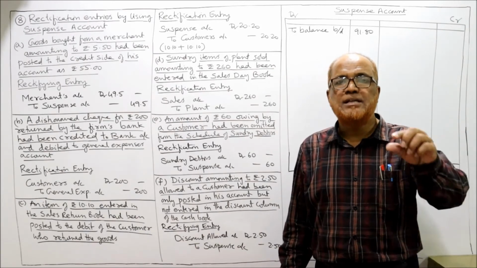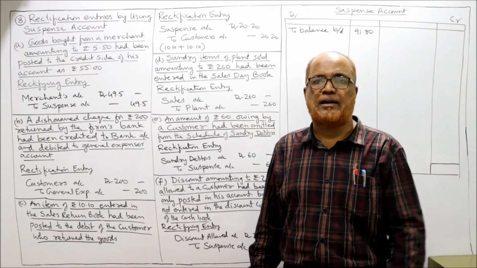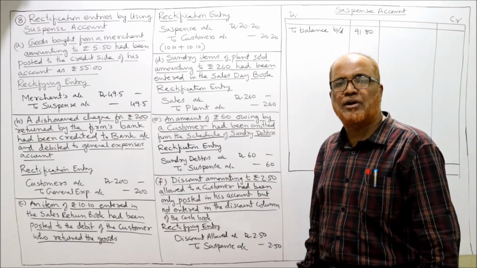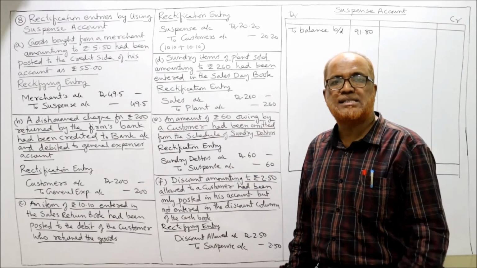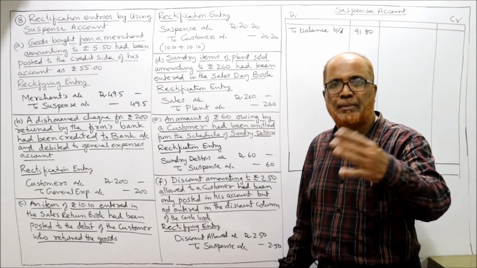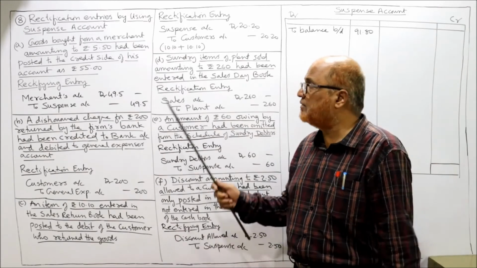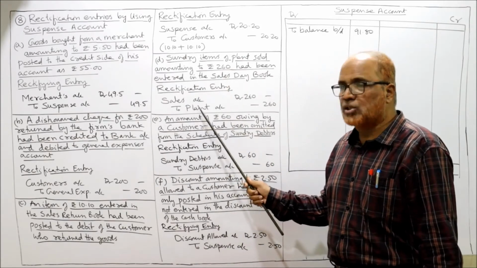So entry will be sales account debtor to plant account. Sales account is debited because we want to cancel sales which are credited. It should be cancelled by debiting. Plant account we are crediting because plant account was not credited when we sold the plant. So this is the entry.